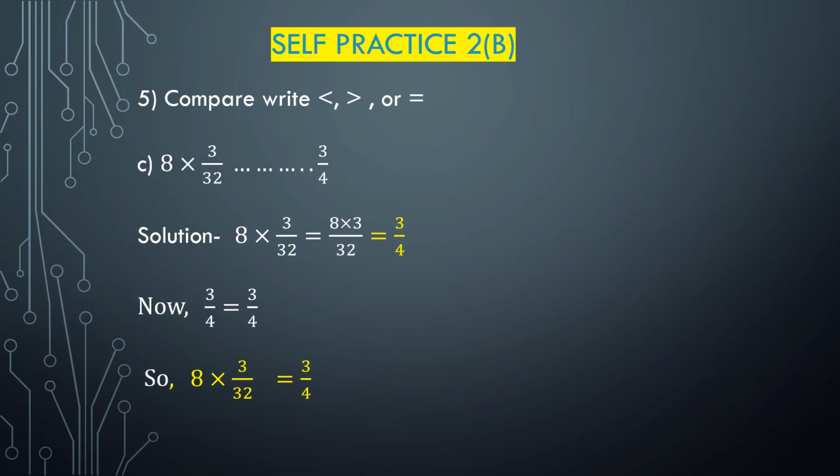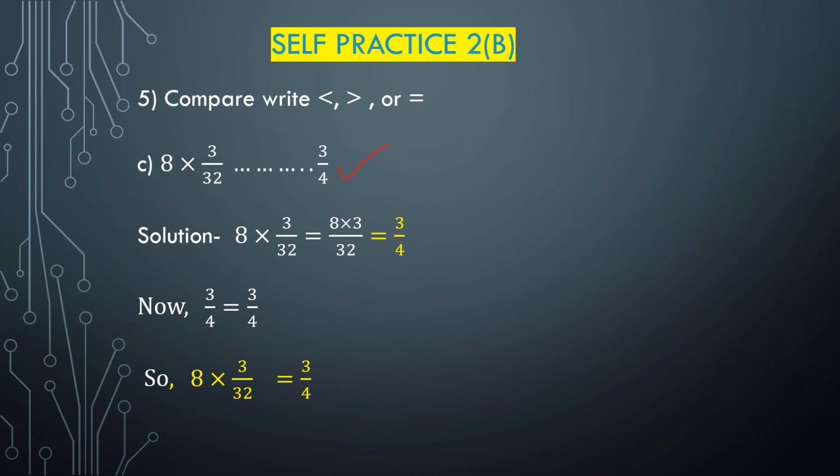Now we solve question number 3, part C. Compare 8 multiplied by 3/32 with 3/4. LHS is 8 multiplied by 3/32. First we find the value of this left hand side, then we compare this value with the fraction 3/4. Is it less than, greater than or equal to? Find the product of the whole number and the fraction.